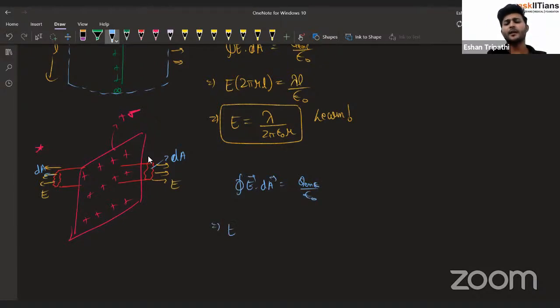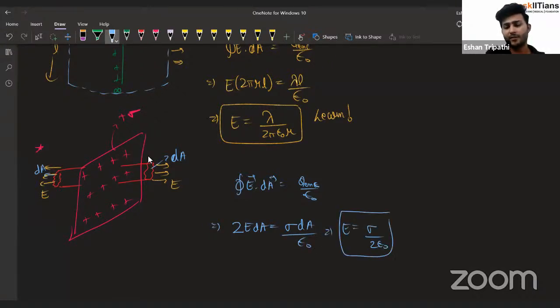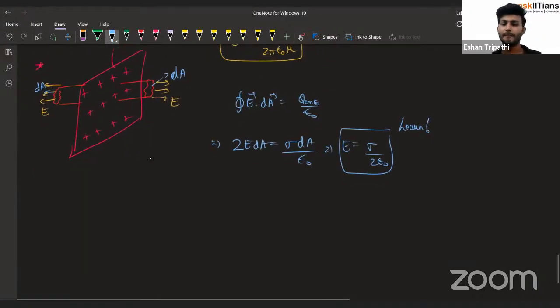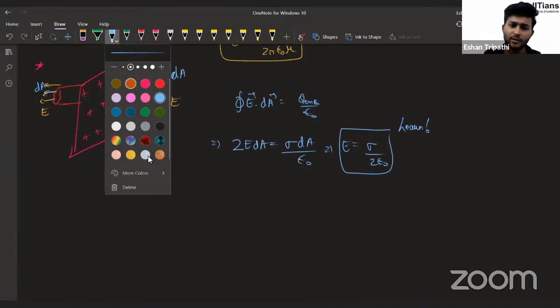And from this we used to get 2 times EdA. 2 times EdA equals charge enclosed, sigma into dA, divided by epsilon naught. So from this we used to get this answer, which we have very properly learned. This also we were supposed to learn. Okay, let's do a couple of questions on Gauss law.